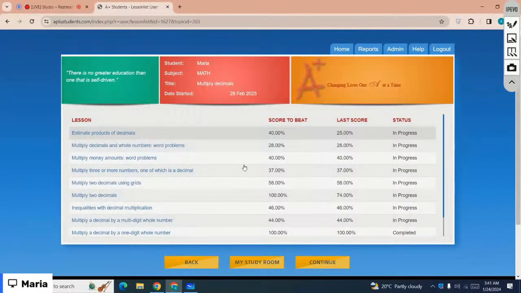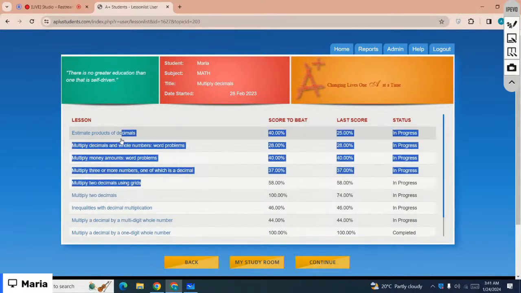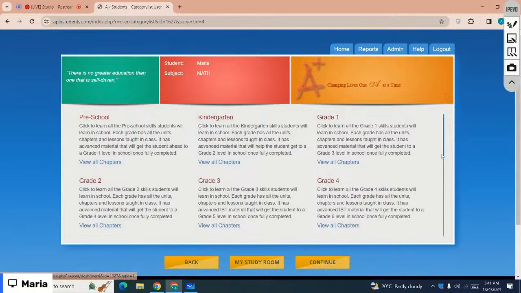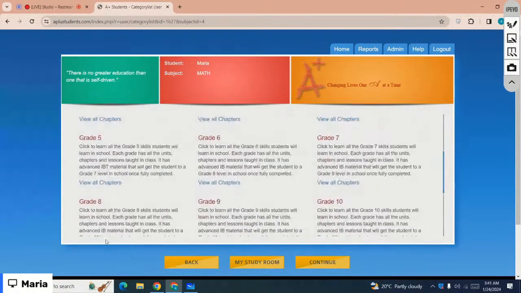Okay, we're working on grade 5 math. The chapter we're working on is multiply decimals, and the lessons we have covered today are estimate products of decimals. You have to do word problems on your own. Then we did multiply three or more numbers, one of which is a decimal, and the one we have just finished is multiply two decimals using grids, right? So please make sure before the next session you complete all the practice questions for the lessons we just did. That is your homework until next session, right?